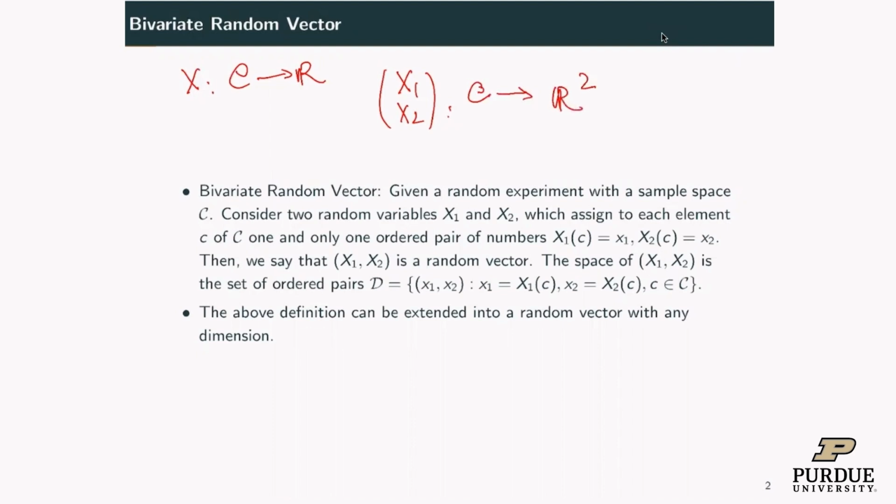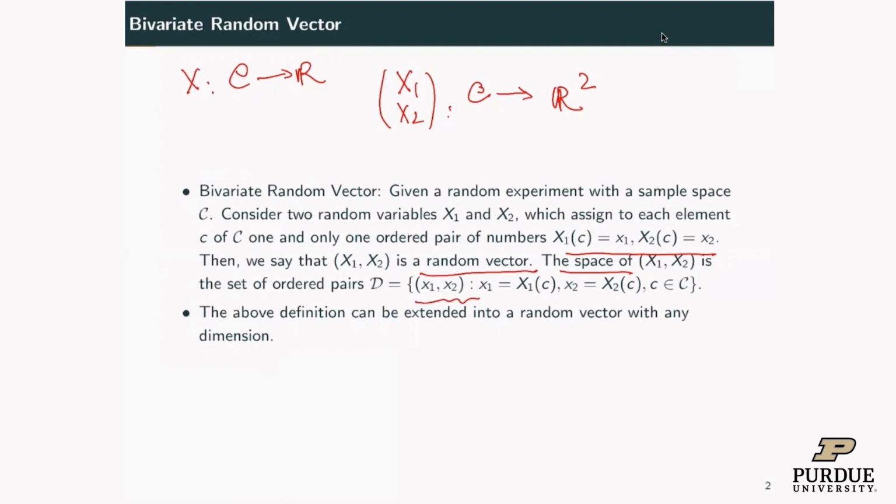So it's a two-dimensional space. You give me a c, I will give you two numbers, little x1, little x2. This little x1, little x2 are inside the two-dimensional space. So this mapping makes (x1, x2) a bivariate random vector. Now the space of (x1, x2) contains all possible values for this random vector.